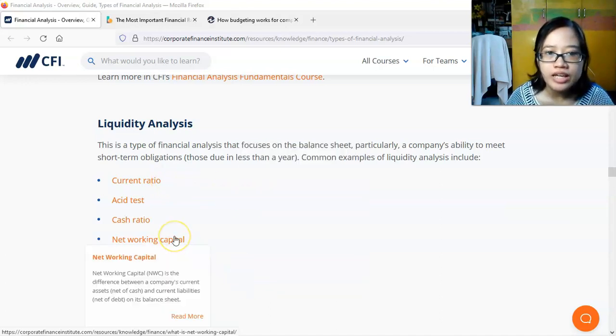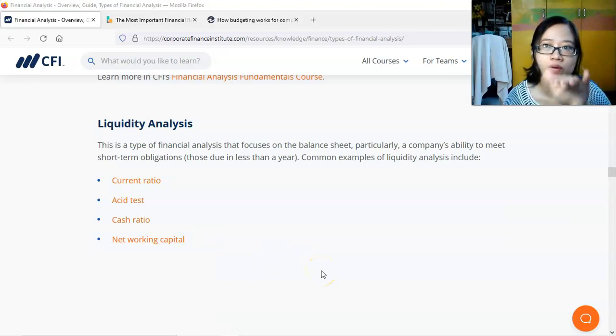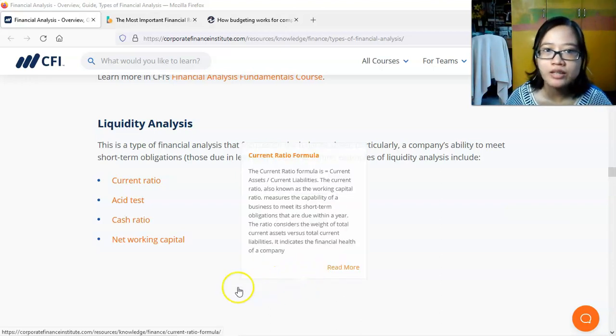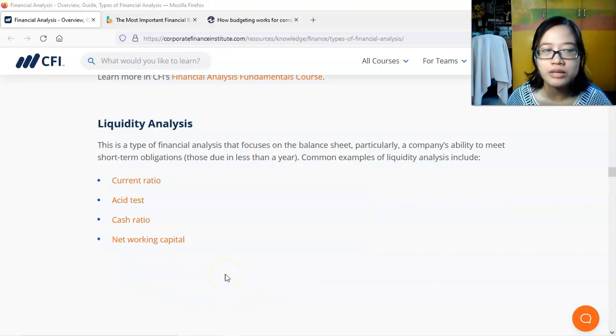Okay? Net working capital, difference ng current assets and current liabilities. So, you have your current assets, ibawas mo yung current liabilities, may matitira pa ba ng working capital ang company? Okay? So, yung matitira, current assets minus current liabilities, net working capital. Ibig sabihin, kung babayaran na ngayon ng businesses yung current liabilities nila, may matitira pa ba para gamitin ng business in the operations. Okay? Kaya siya net working capital.